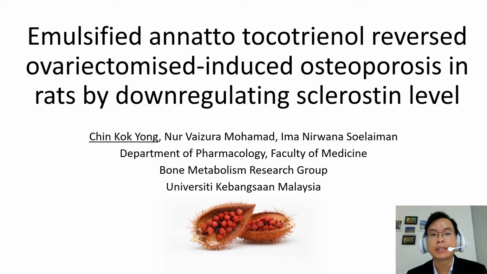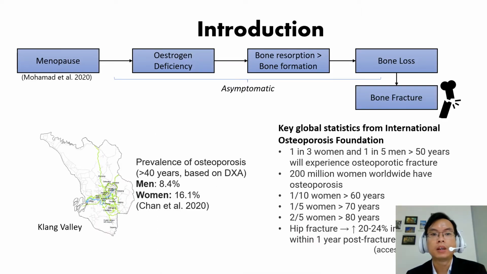Good day. Today we'll be discussing a project entitled "Emulsified annatto reverses ovariectomised-induced osteoporosis in rats by downregulating sclerostin level." Estrogen deficiency due to menopause can increase bone resorption and also reduce bone formation. This imbalance in bone remodeling can cause bone loss and subsequently bone fracture.